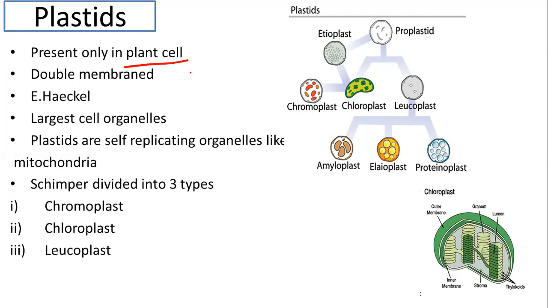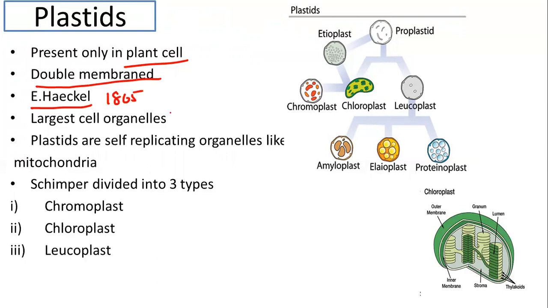Plastids will be present in all plants, and they are all double-membraned. So till now, how many double-membraned cell organelles have we found? Nucleus, plastids, and mitochondria are all double-membraned. They will have an outer membrane and an inner membrane. Who first termed the plastid? Ernst Haeckel, in 1865.